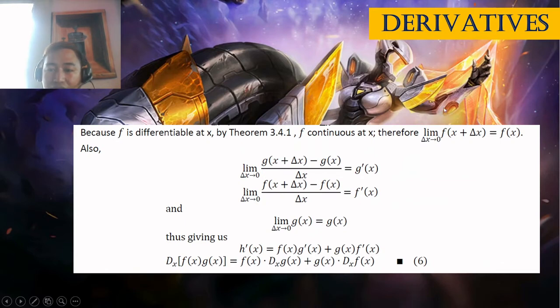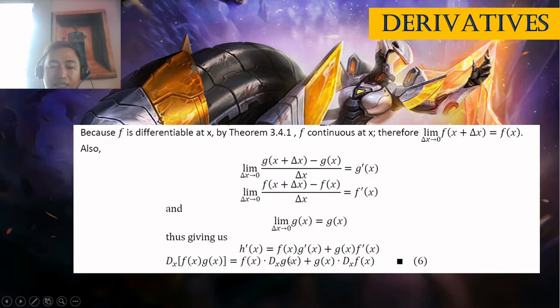So, class, the limit of f of x as delta x approaches 0 is f of x. The limit of g is g prime of x. The limit of f is f prime of x. And the limit of g of x as delta x approaches 0 is just g of x again. So, class, let's solve. h prime of x is equal to, let's replace these limits: this becomes f of x times g prime of x plus g of x times f prime of x.